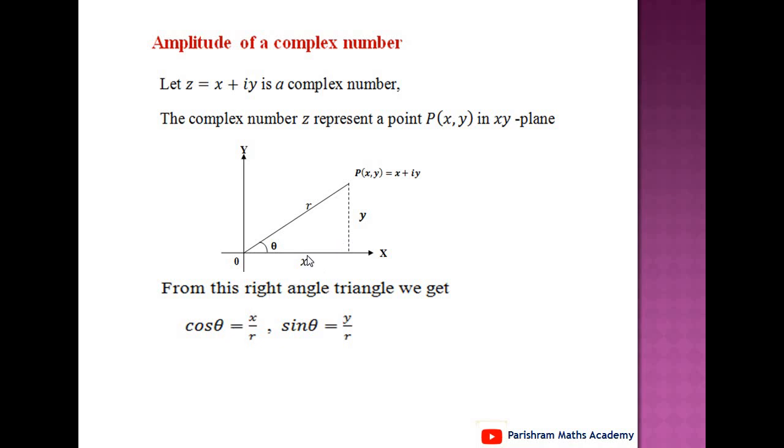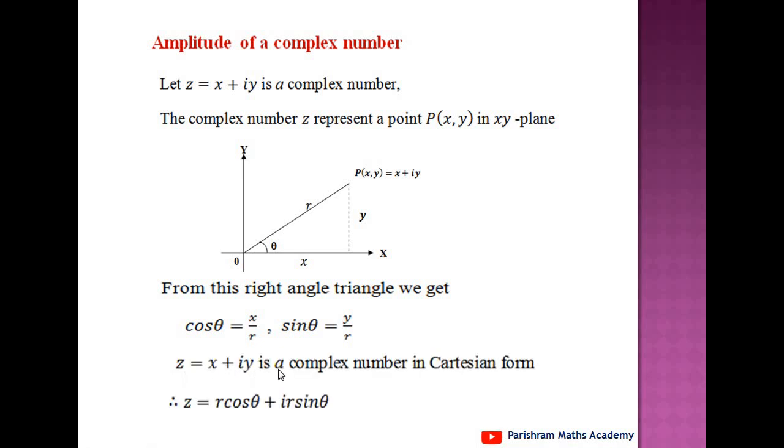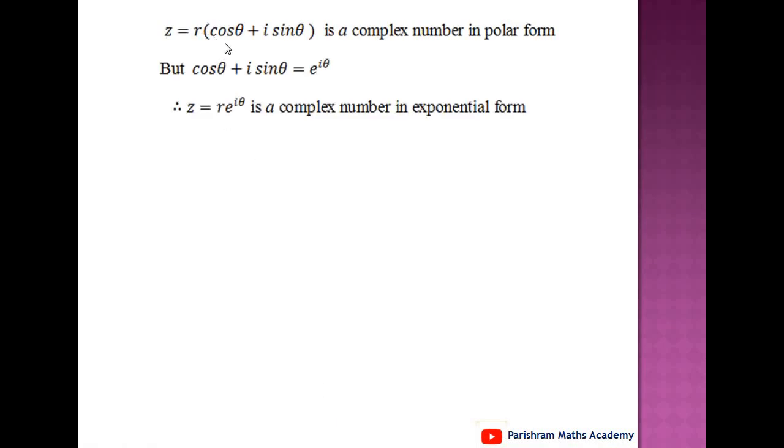The value of cos theta is adjacent side upon hypotenuse. It means cos theta equals x upon r, and the value of sin theta is opposite side upon hypotenuse, that is y upon r. It means x equals r cos theta, y equals r sin theta. And therefore, z equal to x plus iy is a complex number in Cartesian form. But the value of x is r cos theta and the value of y is r sin theta, and therefore z equals r cos theta plus i times r sin theta. By taking r as common, we get r (cos theta plus i sin theta).